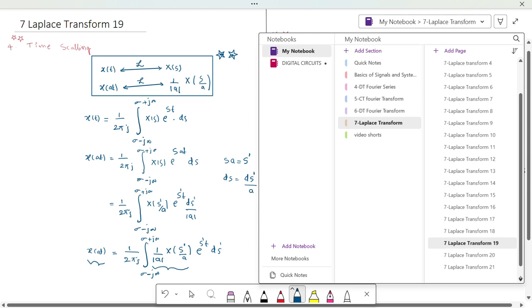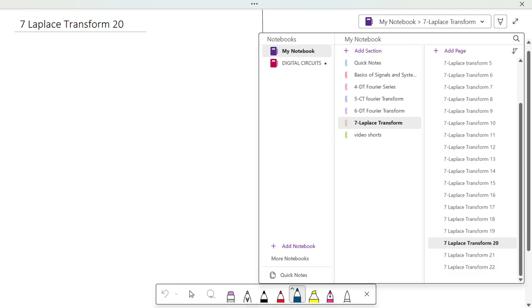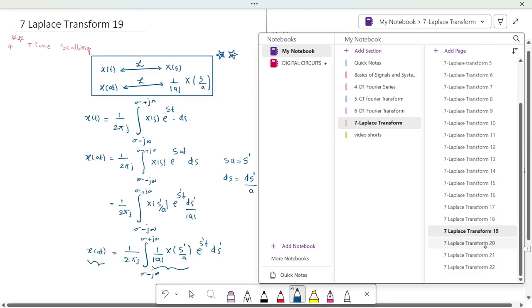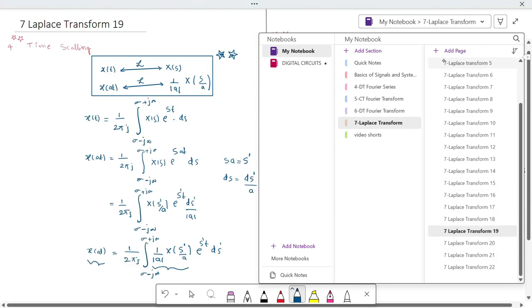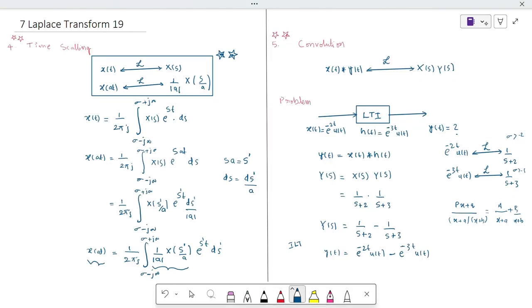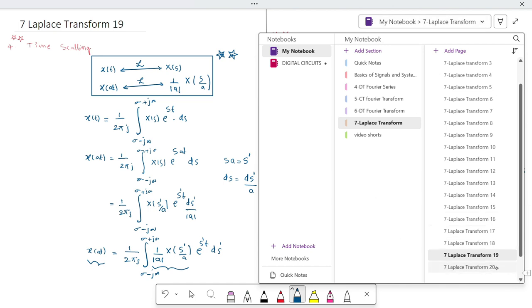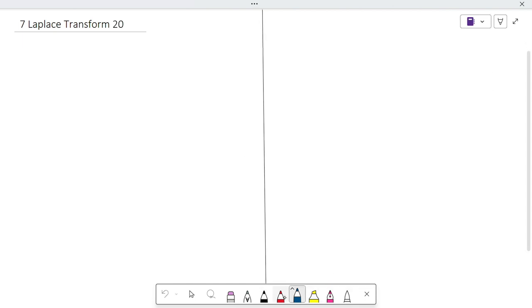Then we go for the next property. Previously that was the fourth one. Now this is fifth, sorry, this is the fifth one. Now sixth. So sixth property, differentiation in time domain.